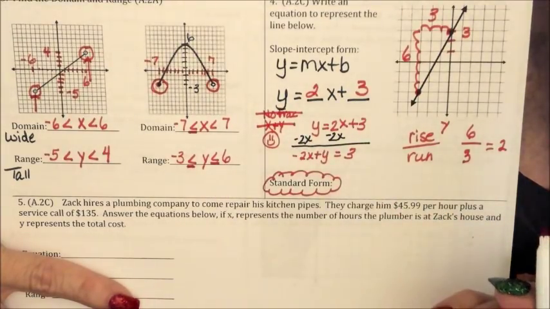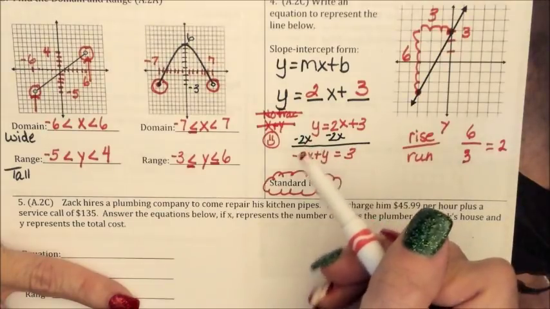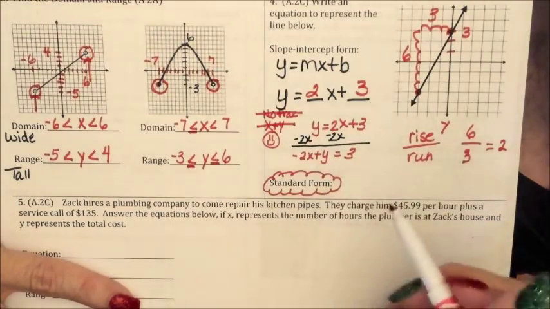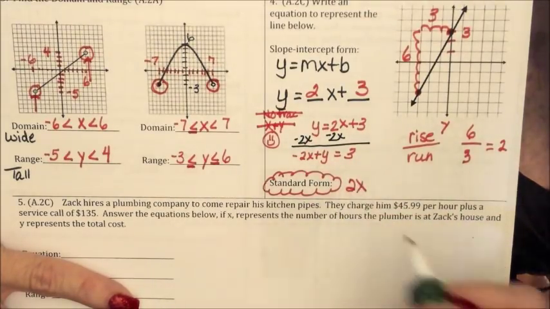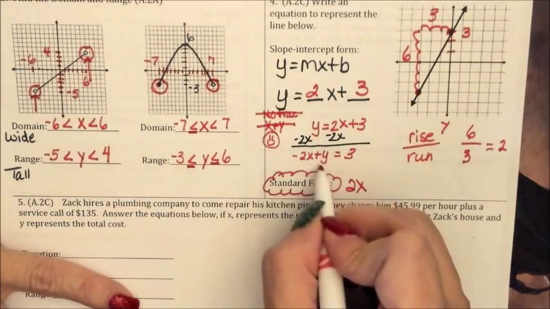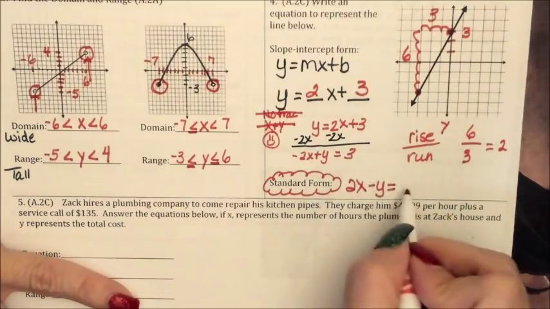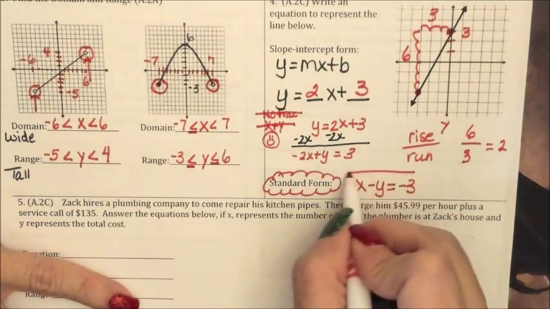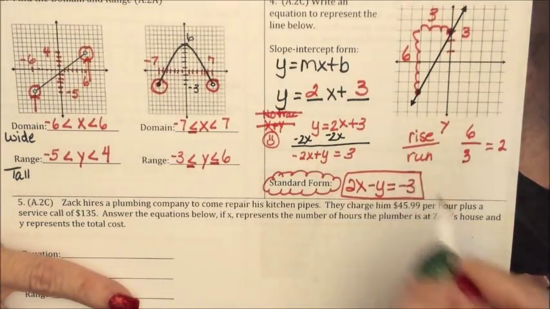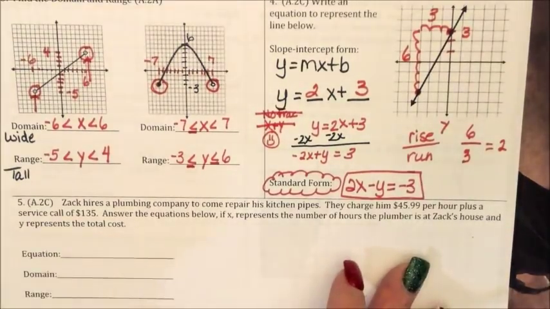Is x happy? No, he's really not. He's kind of sad over here. He's negative. So in order to make him happy, I just need to change his sign to positive, which means I need to change this sign. Now we've got a negative y equals, and we need to change this one, negative 3. That is standard form. A lot of the stuff on your test is going to be in standard form.